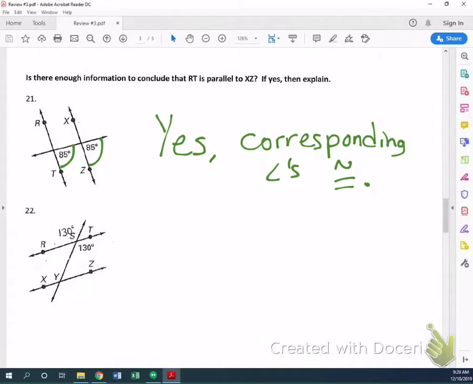Number 22, we do have congruent angles, but those are vertical angles, so that is not enough information to prove anything. So this is not enough info.